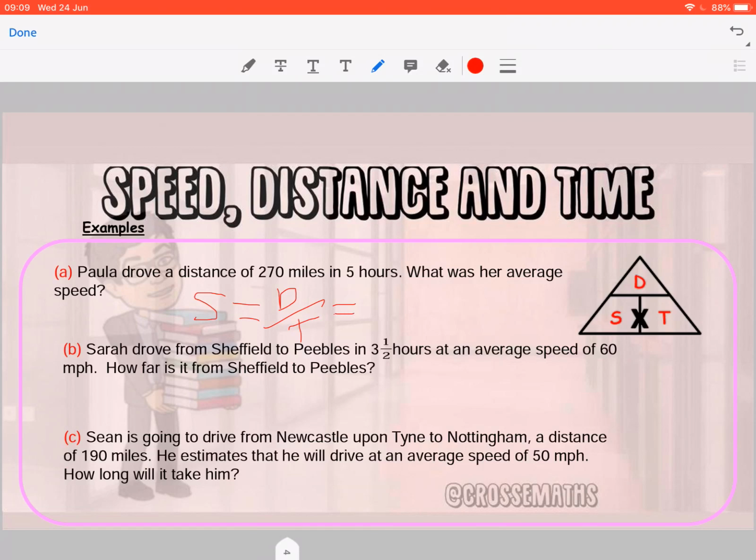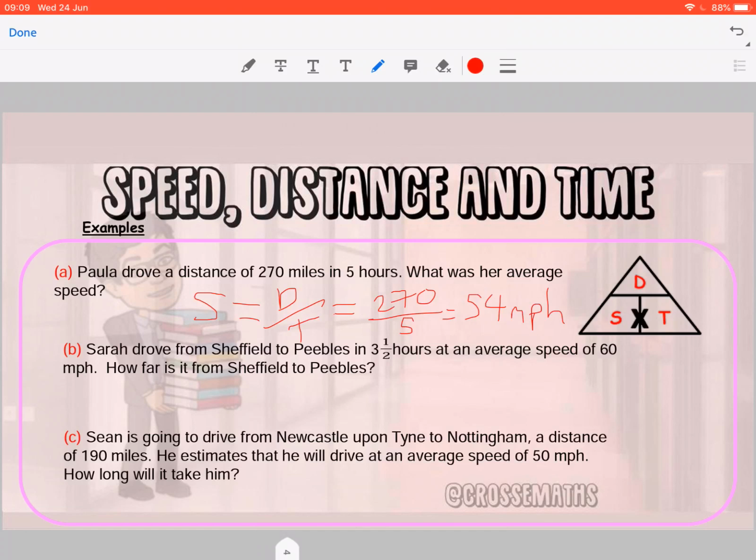My distance is 270 miles. My time is already in hours, so I can leave it there. 270 divided by 5 gives you 54. And your units are whatever you've dealt with. Miles and hours, so it's going to be miles per hour. Really straightforward. Same thing on B.